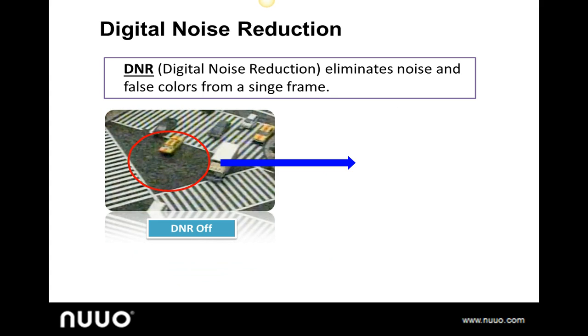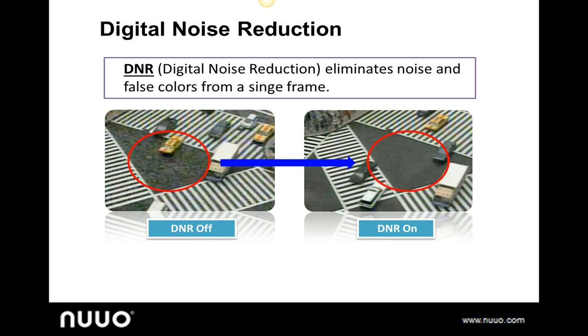There's another function called DNR, the digital noise reduction. It can eliminate the noise and the false color from a single frame. As you can see, with DNR on, the noise in the image is dramatically reduced. Noise is the most undesirable artifact that damages the quality, so here the digital noise reduction technology comes in handy.